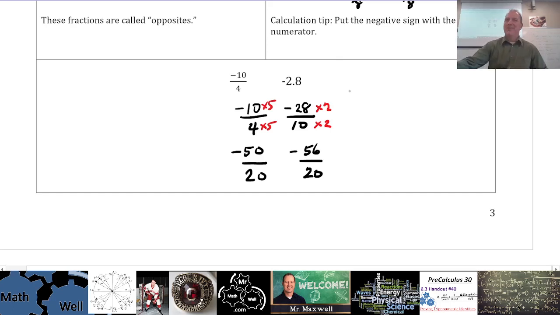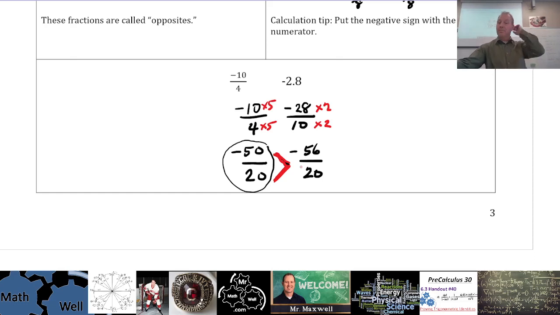So these are negatives. So which one's bigger? Yeah, the negative 50 is bigger. Right, so I need to put a greater than symbol right there. Let's highlight that in red. Okay? Okay, does that make sense? Yep.